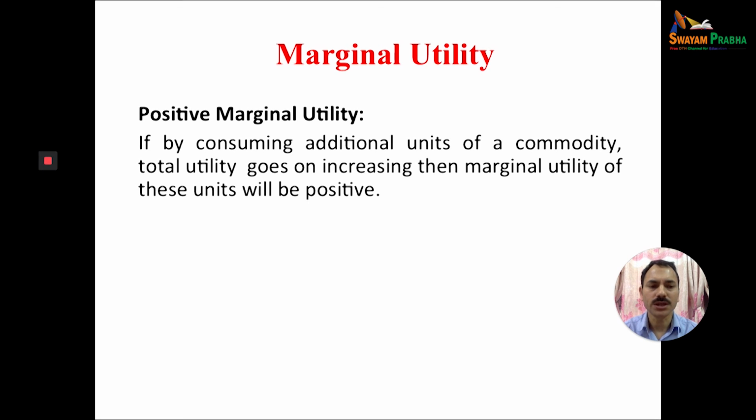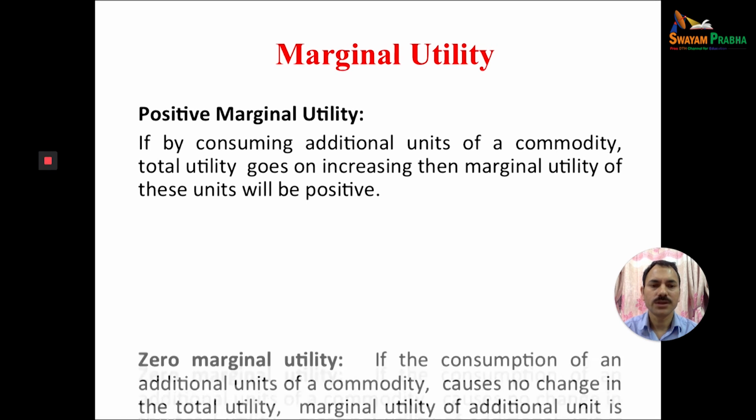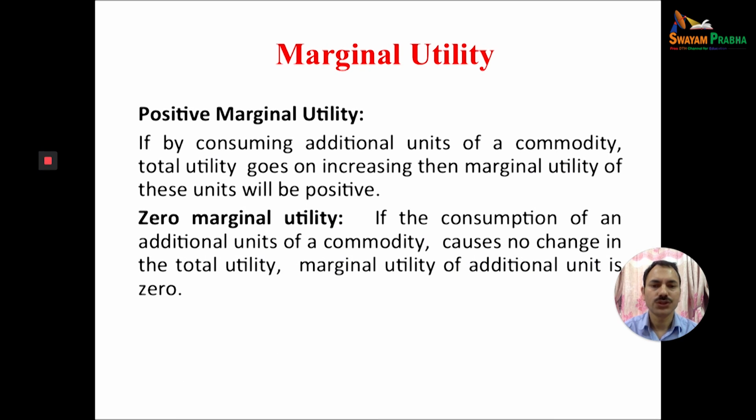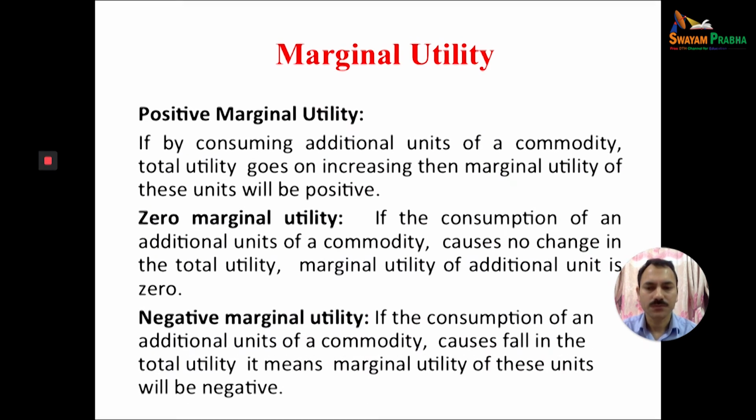When there is no need of the product which you are consuming, it means the marginal utility is zero. Zero marginal utility: if the consumption of an additional unit of the commodity causes no change in the total utility, the marginal utility of the additional unit is zero.